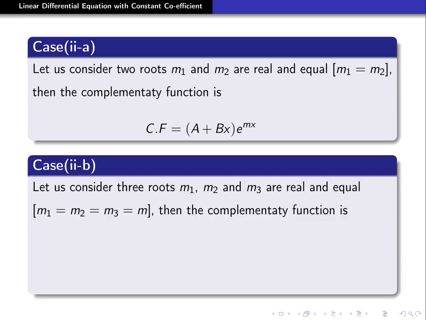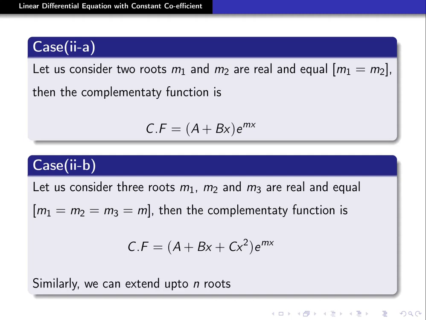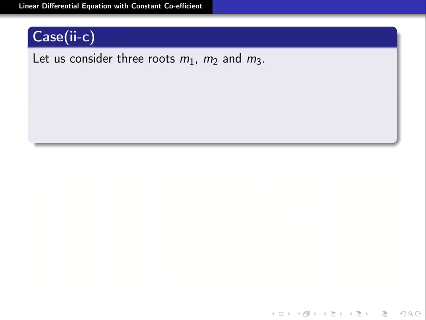Next, let us consider three roots that are real and equal: m1, m2, m3 are all equal to m, where m is any real number. Then the complementary function CF is equal to (a plus bx plus cx square) into e power mx. Similarly, we can extend up to n roots.